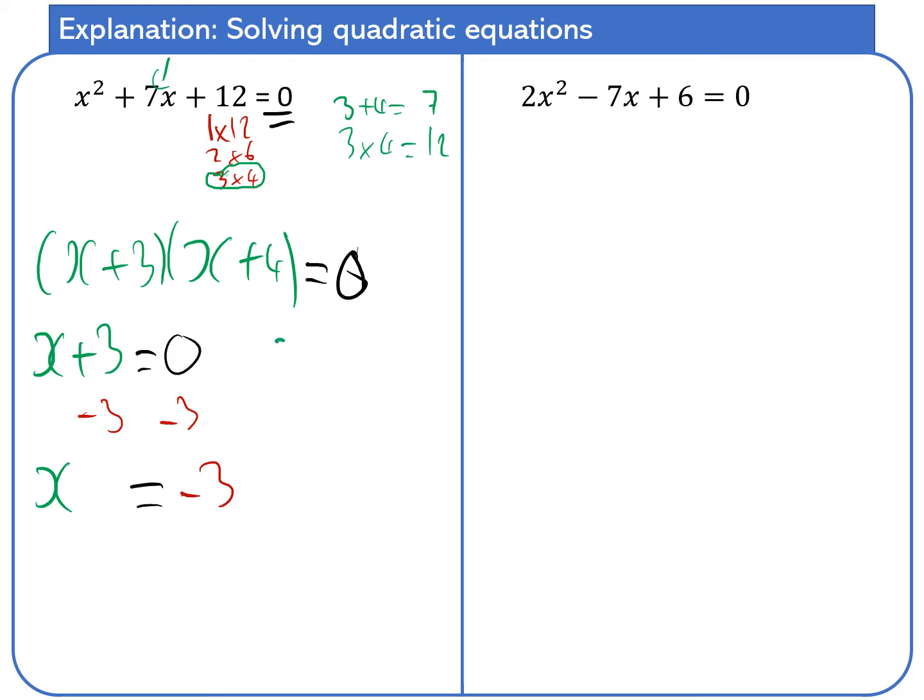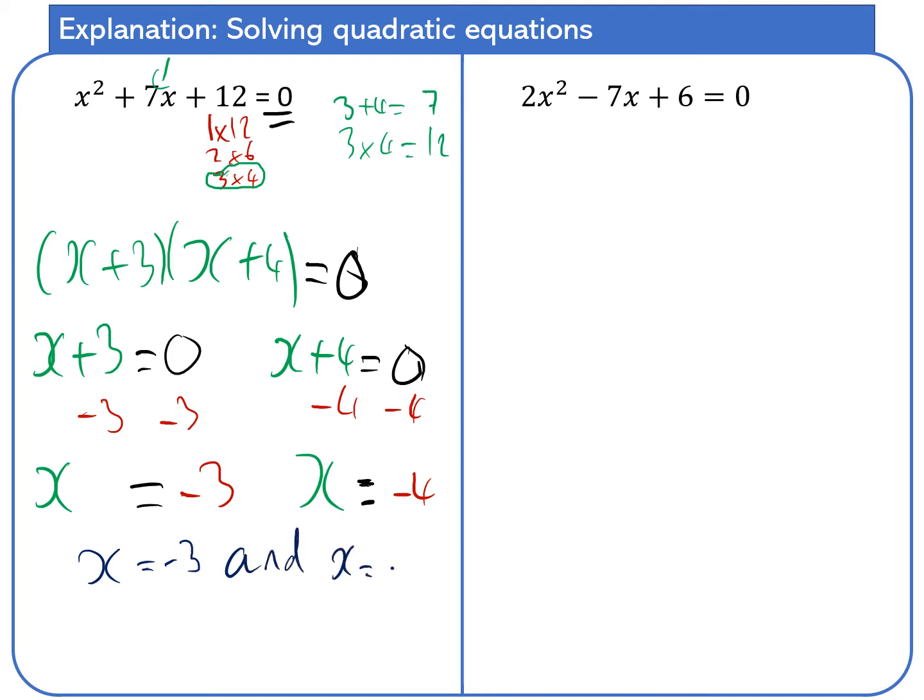And my other one would be x plus 4 equals 0. And that's the second bracket. And the opposite of plus 4 is to take 4. So x is equal to, let's use my colours consistently, x is equal to minus 4. Let's make that equals a bit clearer too. Okay, and we'd write that down as x is equal to minus 3 and x is equal to minus 4.